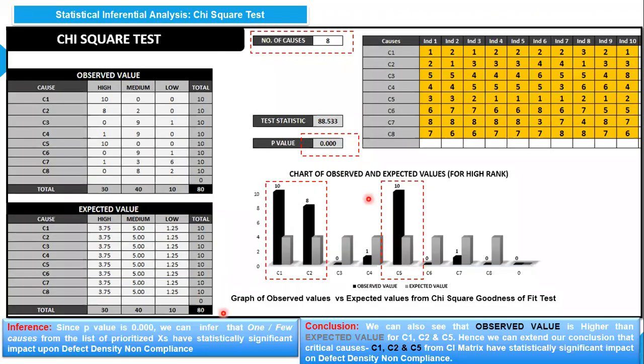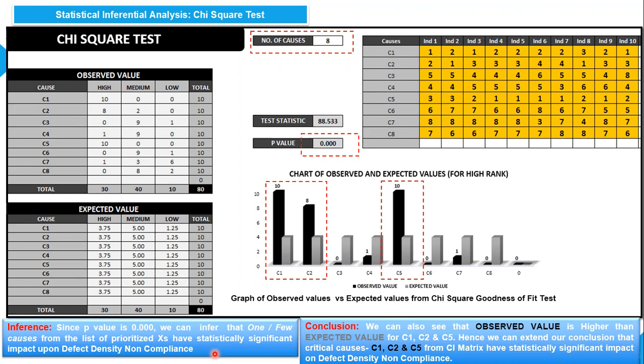Right. So here we could see the inference. Since the p-value is 0.0000, we can infer that one or few causes from the list of prioritized Xs have a statistically significant impact upon defect density non-compliance. So we have proven our alternative hypothesis that one or few of the causes are definitely going to have a statistically significant impact upon our Y. And in this project, the Y is defect density non-compliance.